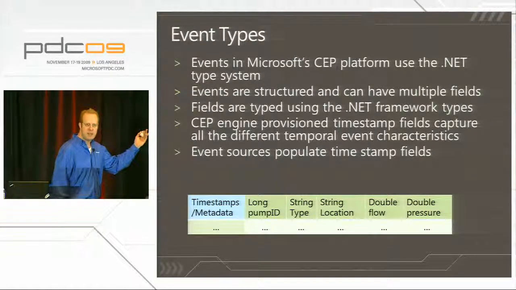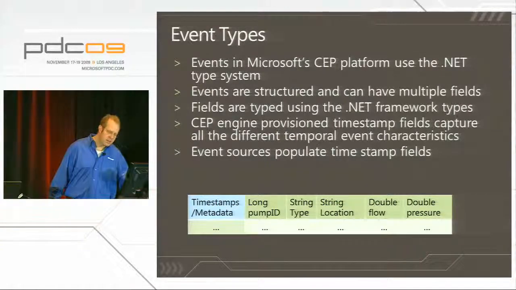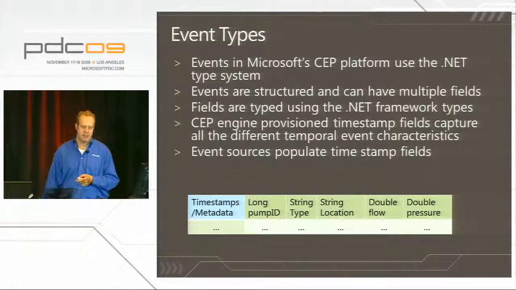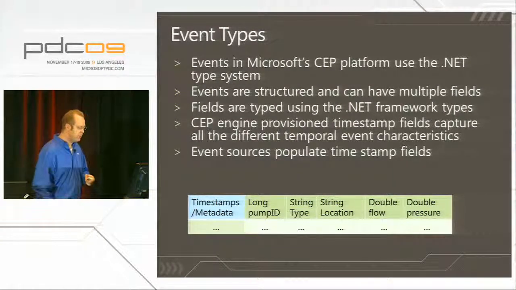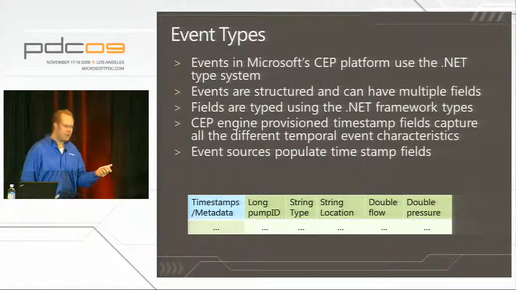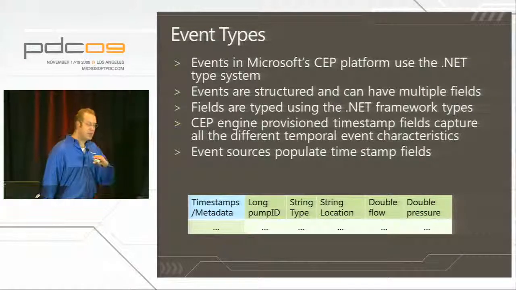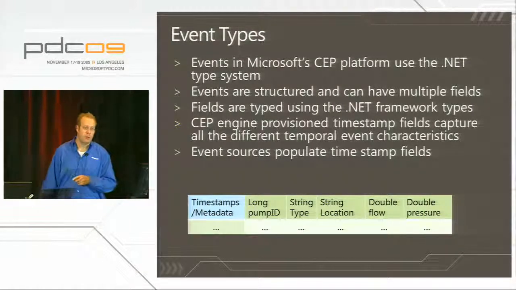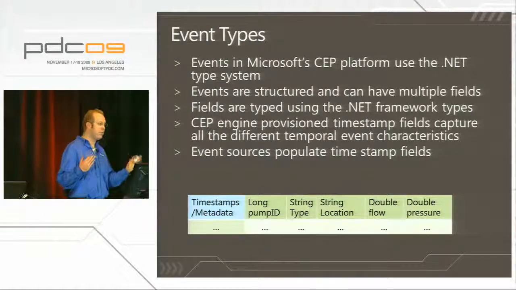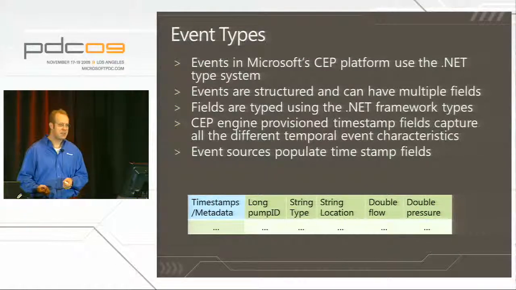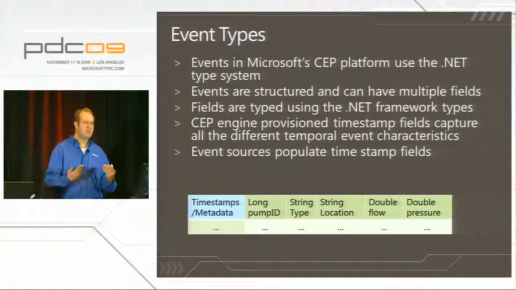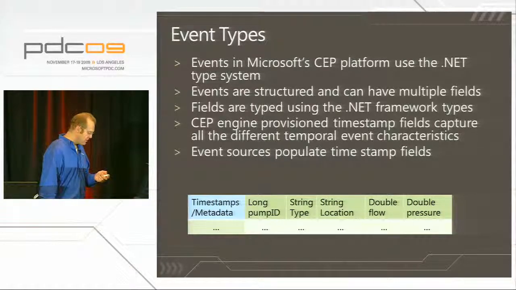So here on the slide is an example for a pump. It brings along the timestamp, the temporal metadata, and then the rich payload that we were talking about previously: an ID for the pump, which is a long, and then type and location, which can be strings, and then two numeric fields that capture flow and pressure. And this can be a very straightforward .NET class that you put in place, and once you've done that, you can register it as an event type with StreamInsight.